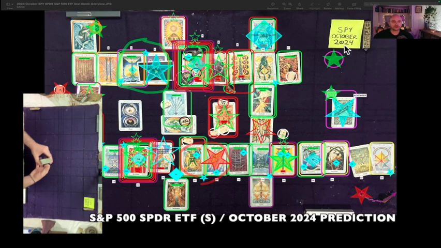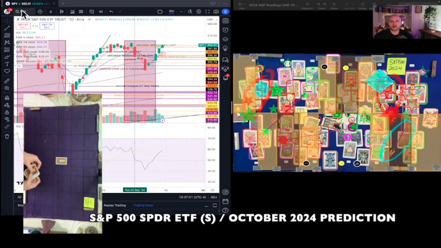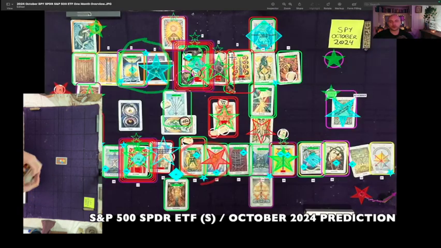This is the S&P 500 SPDR ETF SPY 1-month overview reading for the month of October 2024. It's currently September 15th, 2024, 6:36 p.m. Eastern Time. SPY at the time of this reading is $562.01 USD. And the shuffle video for the October reading was created on August 20th, 2024, 10:04 p.m. Eastern Time. That's the video playing for you in the lower left corner.